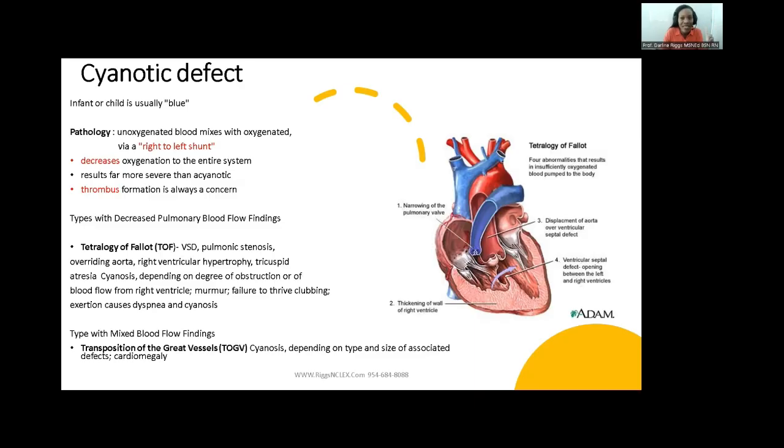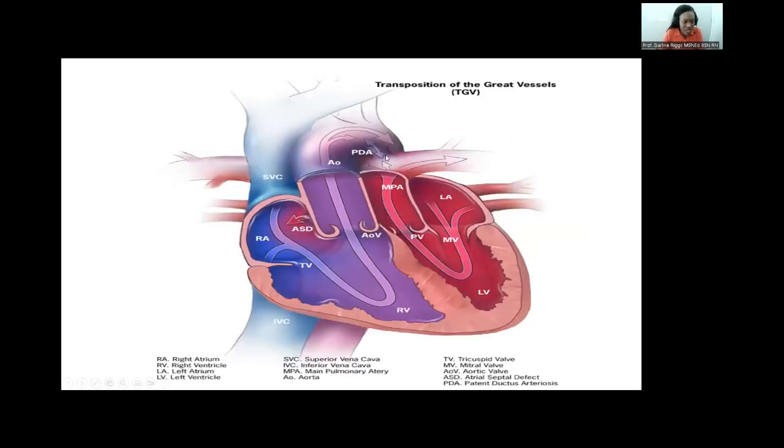There's one more cyanotic defect you need to be familiar with called transposition of the great vessels, TOGV. So transposition of the great vessels, you have to wonder, what are the great vessels? It's the pulmonary and the aortic that are the great vessels, and they switch places. Transposition. You see, this is the pulmonary that's supposed to go right here receiving blue blood. And this is the aorta that's supposed to be right here receiving red blood.